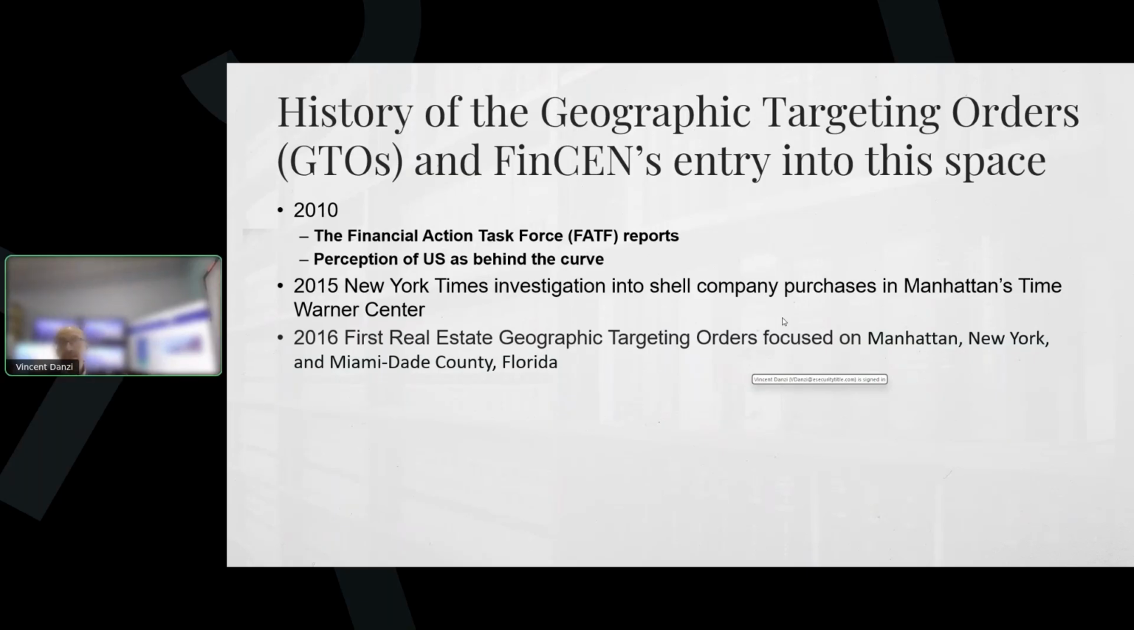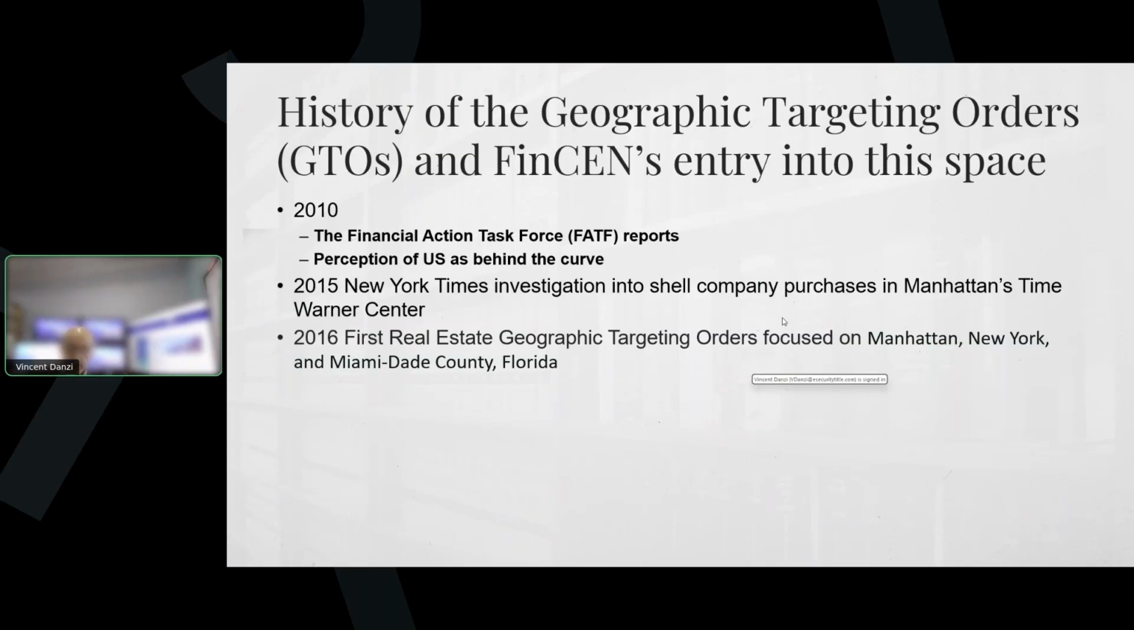And what you're really seeing now with this FinCEN real estate rule that happens to be going into effect the day after the last GTO will actually expire is that FinCEN has now decided that they're going to formalize and make permanent this reporting of these transactions that they've found a higher incidence of illicit activity on.